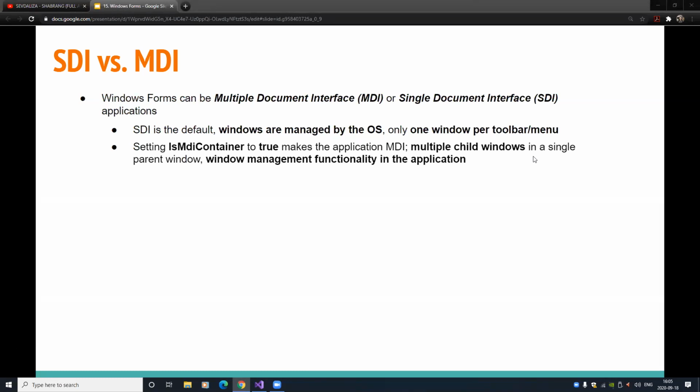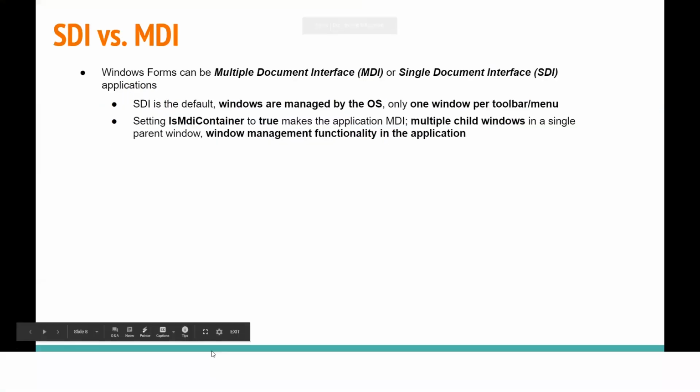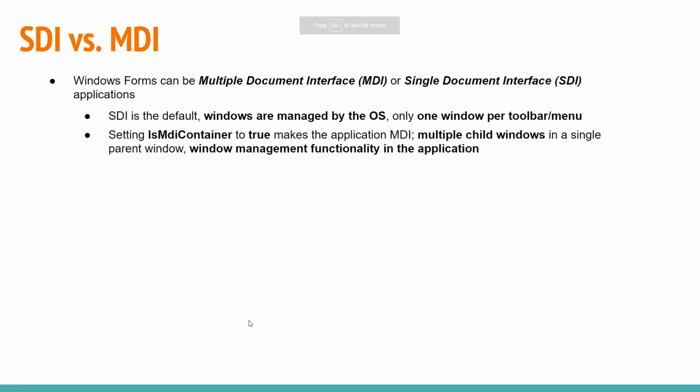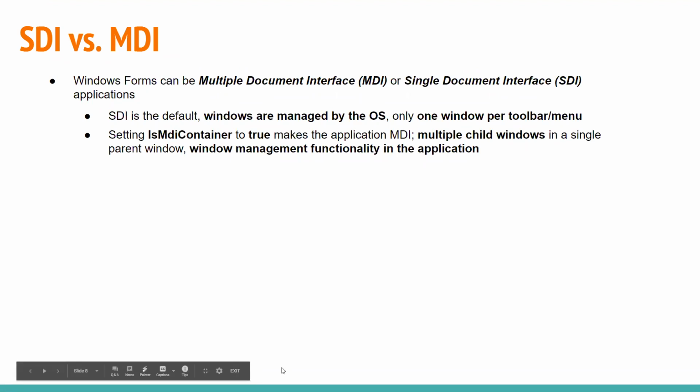Okay, so if we set a certain flag, which we'll see later, it's just a Boolean variable, true or false. If we set it to true, then it will be an MDI, a multiple document interface. All that means is that the app itself is capable of doing window management. The app itself is capable of spawning child windows and tabs.